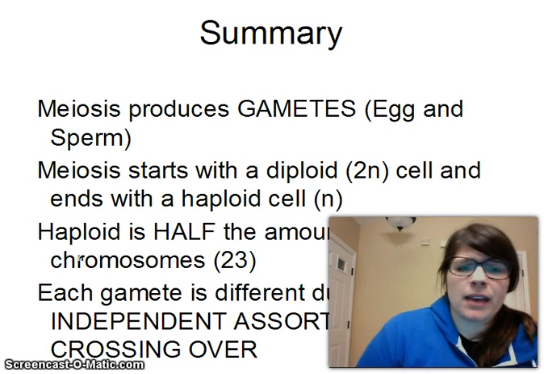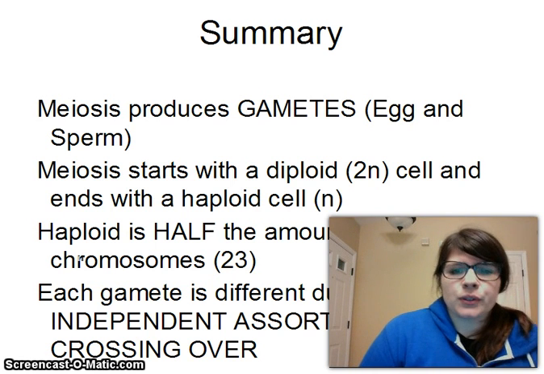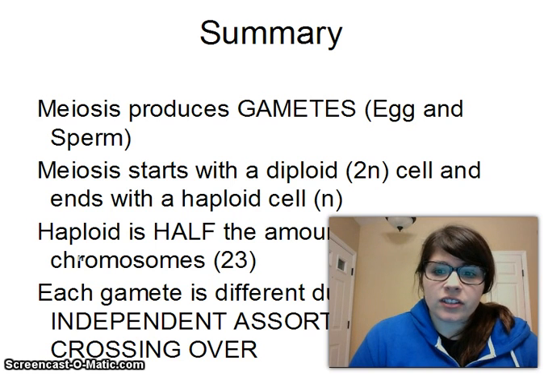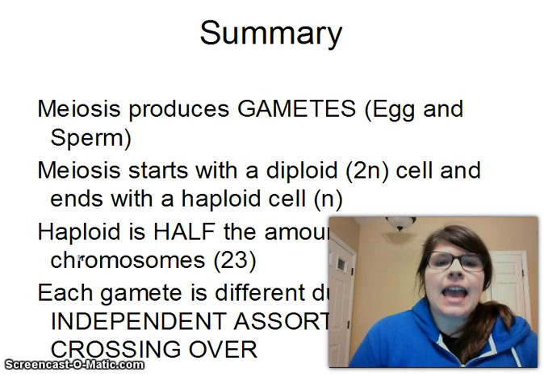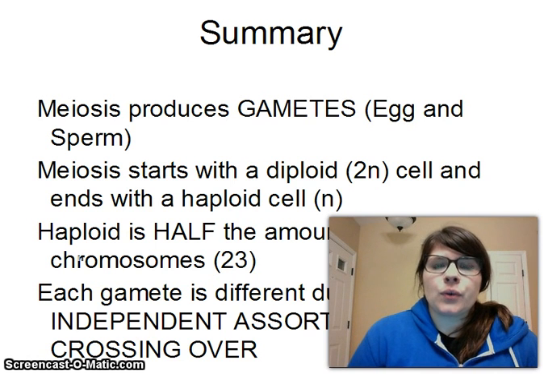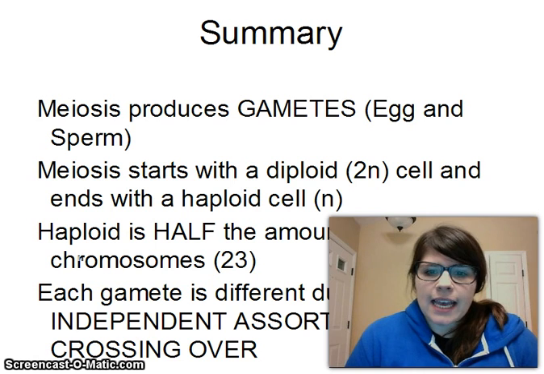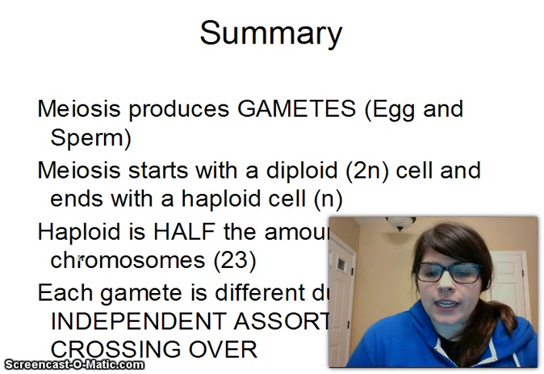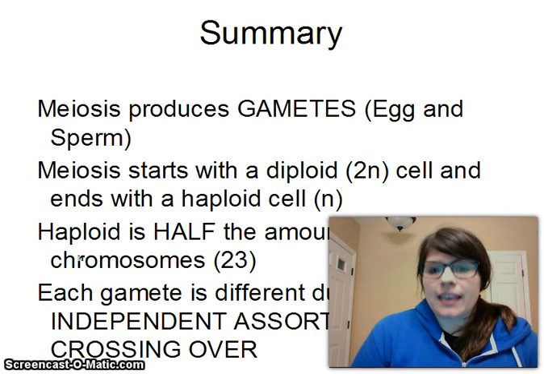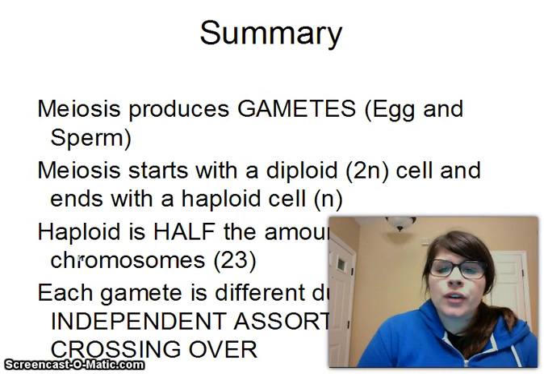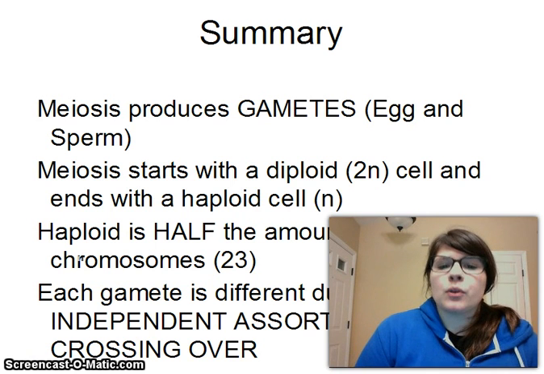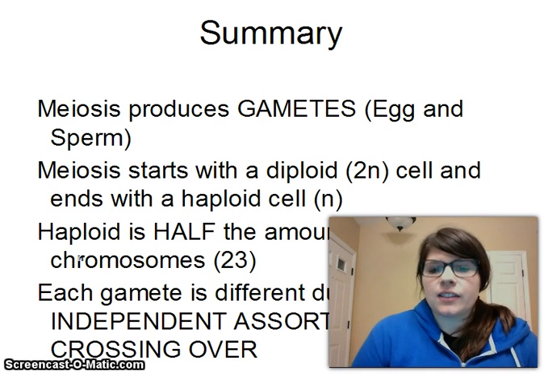Okay, so let's talk a little bit about what we just went over. Meiosis produces gametes. Gametes are your egg and your sperm. It starts with a diploid, so one of your regular cells has the full amount of DNA, and it ends with a haploid cell. Now, let's think about when we're creating a new organism. We only want what's in a normal cell when we form that new organism. So we need half the amount if we're going to join an egg and a sperm in order to make this new organism. So haploid is half the amount of chromosomes, whereas diploid is the full amount. So haploid is 23 chromosomes in a human, diploid is 46.